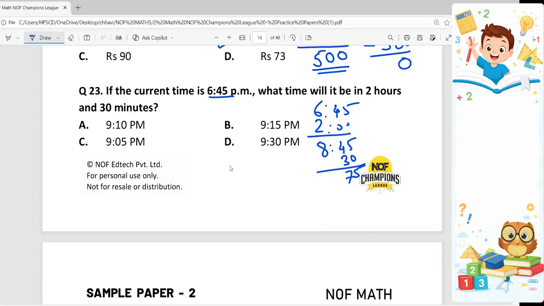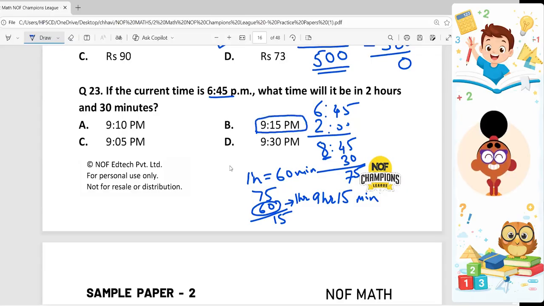Now we all know that 1 hour is equal to 60 minutes, isn't it? So we will first subtract 75 minus 60, that is 15. And this 60 means 1 hour will get added to this. Means it's 9 hours and 15 minutes. That means 9:15 p.m. Option B is the correct one for the 23rd answer.